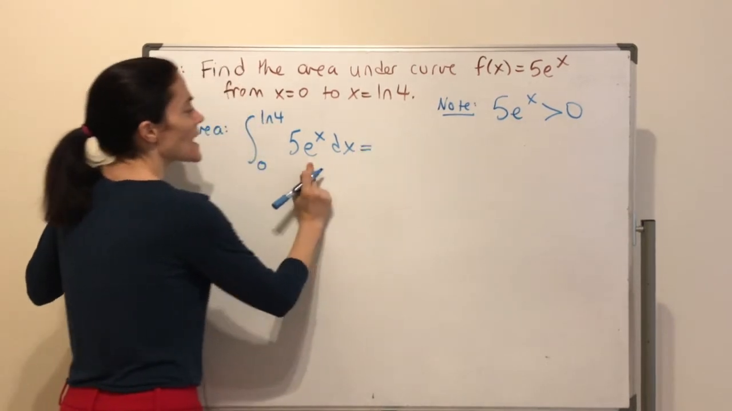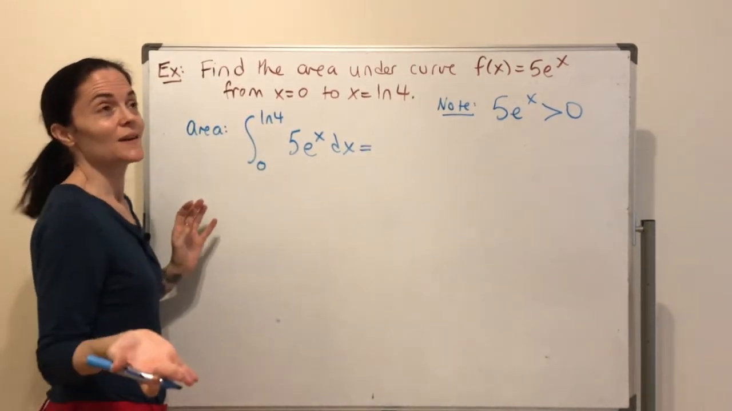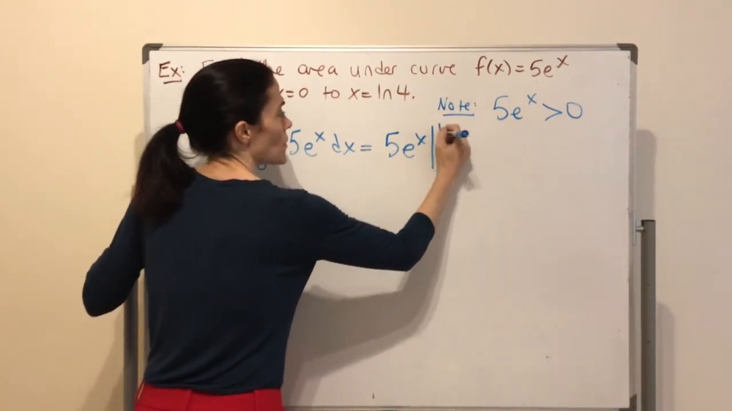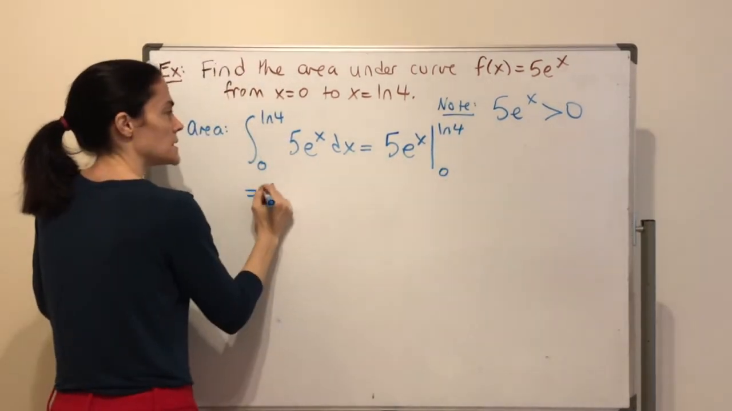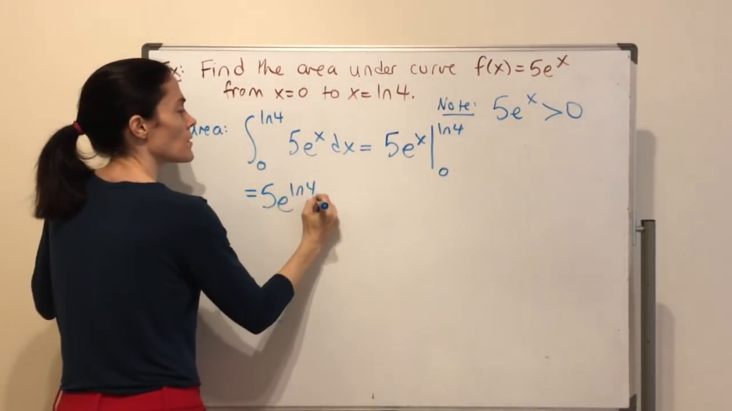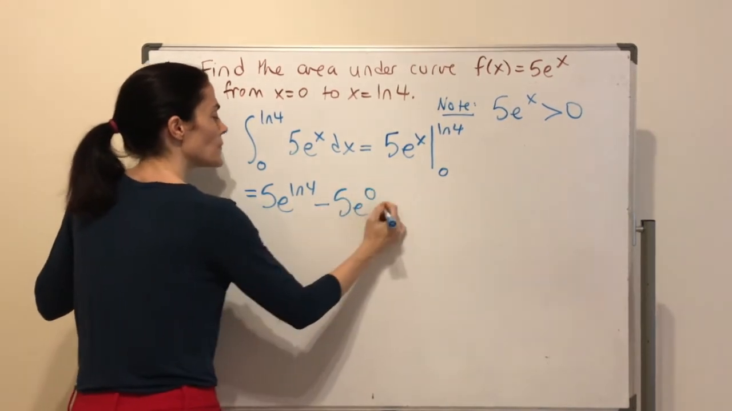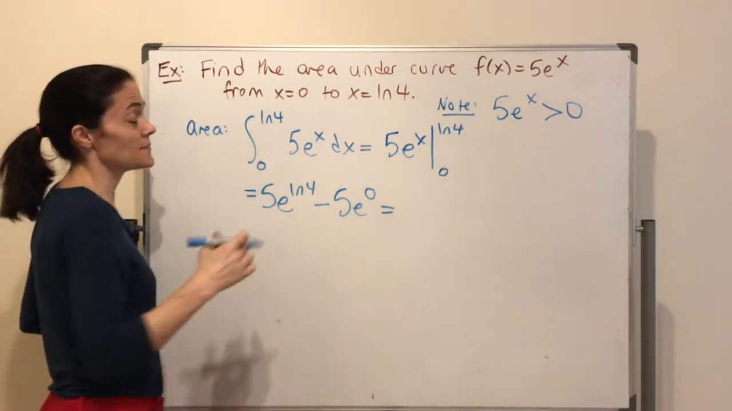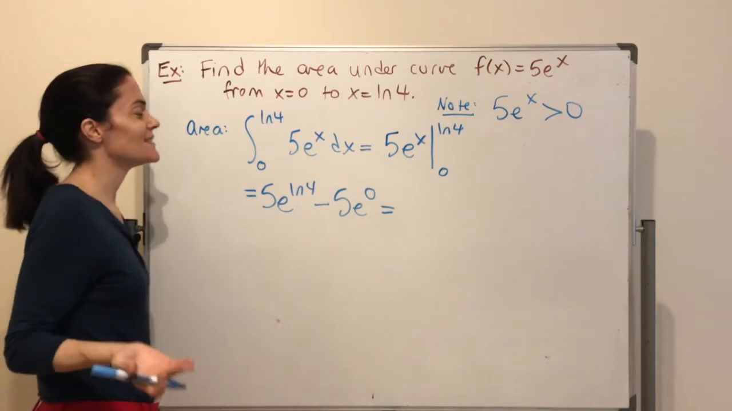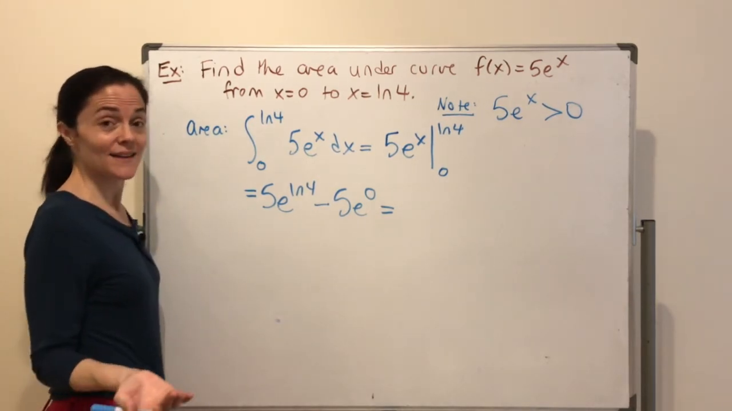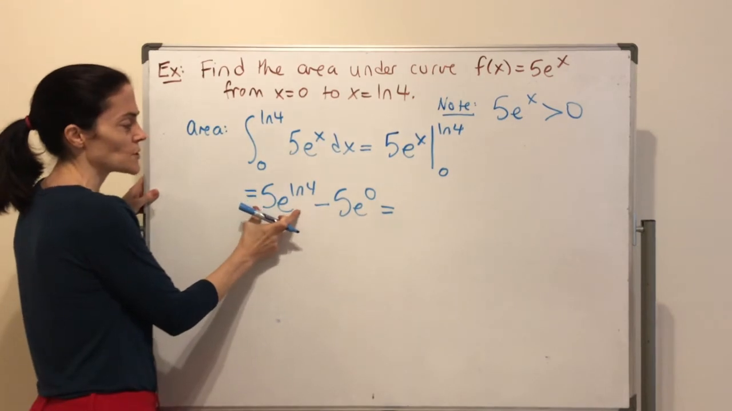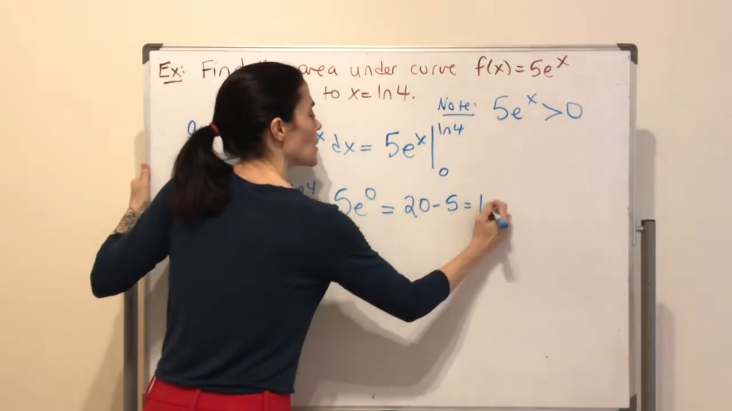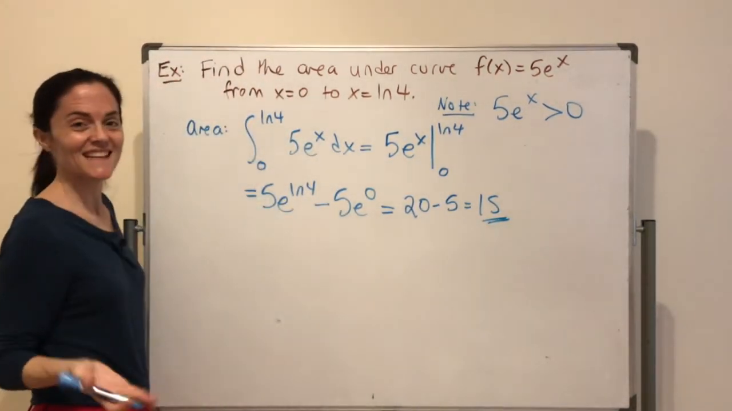When we integrate 5e to the x, well, we get 5e to the x, and then this would be evaluated between 0 and ln 4. This is 5e to the ln 4 minus 5e to the 0. Now, e to the ln 4, this is 4, because e to the x and natural log x are inverse functions. So this first term is 5 times 4, which is 20, and e to the 0 is 1. We get 15 for this area.